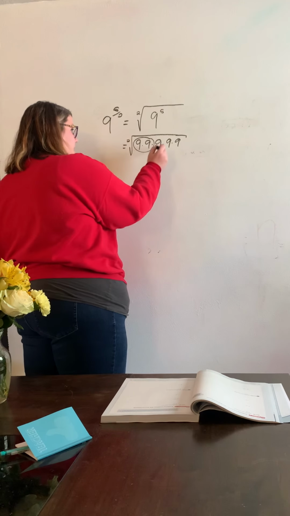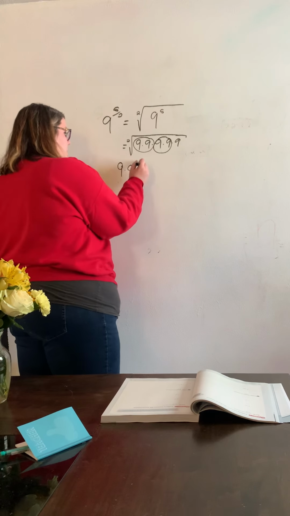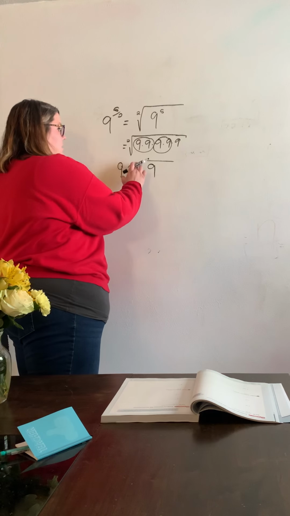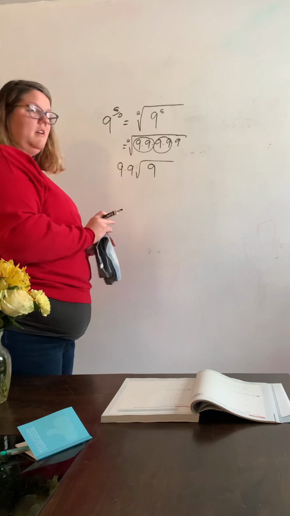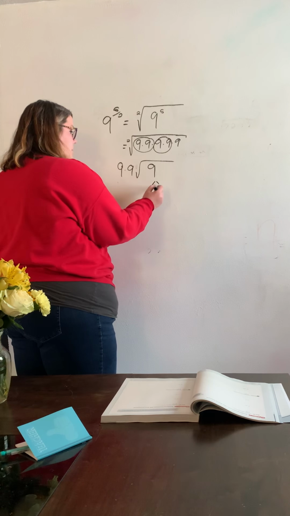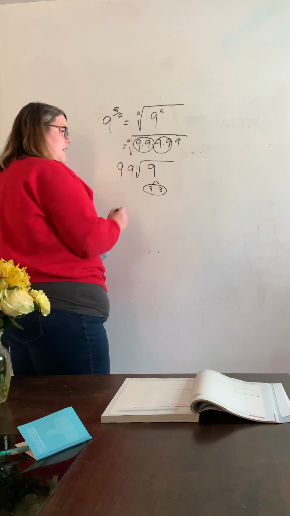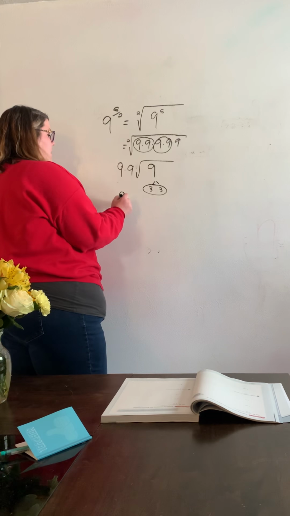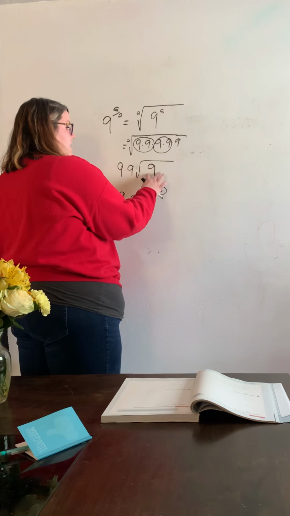I have 2 9s here, I have 2 9s here, so both of those 9s are going to come out of our square root, and I'm left with a 9 inside. This one can be simplified a little bit further. 9 is 3 times 3, so now I have another pair that can come out of this square root. So I'm left with 9 times 9 times 3, and then nothing left on the inside of this radical.